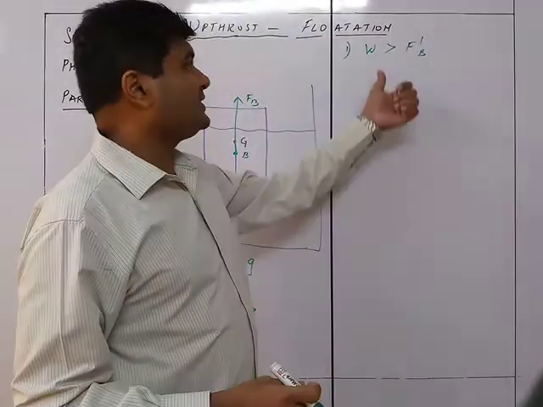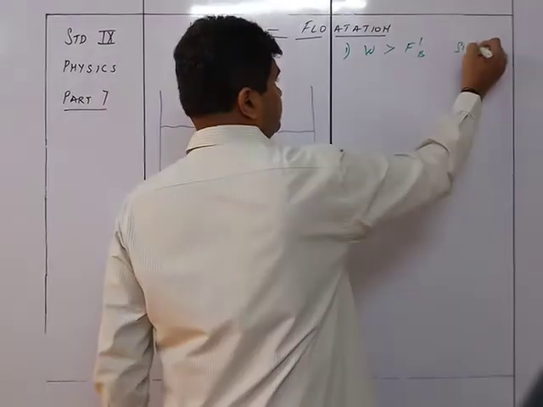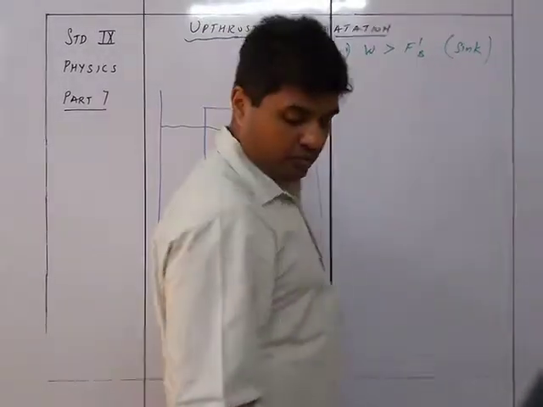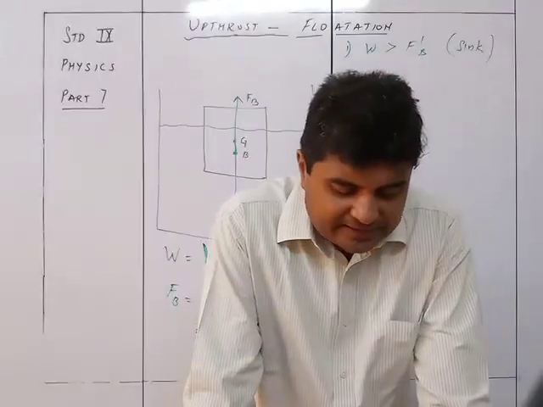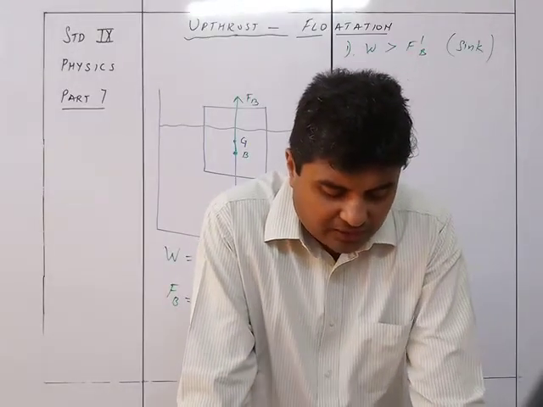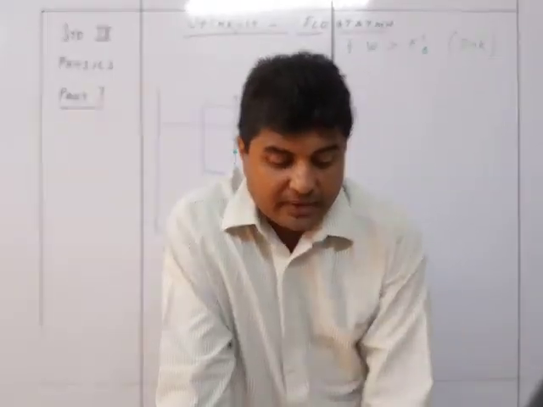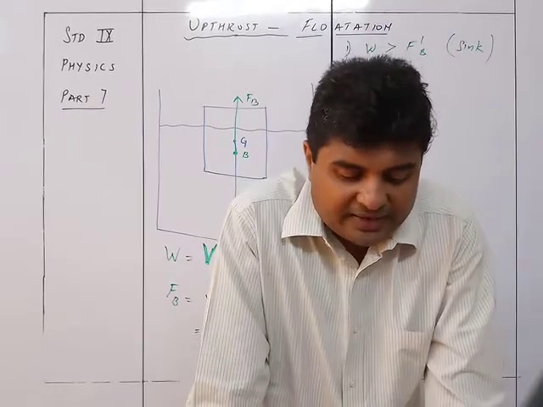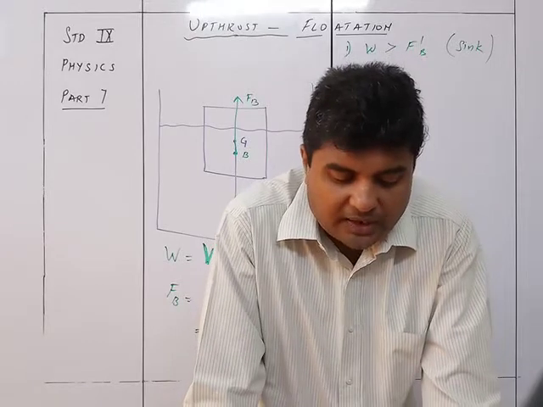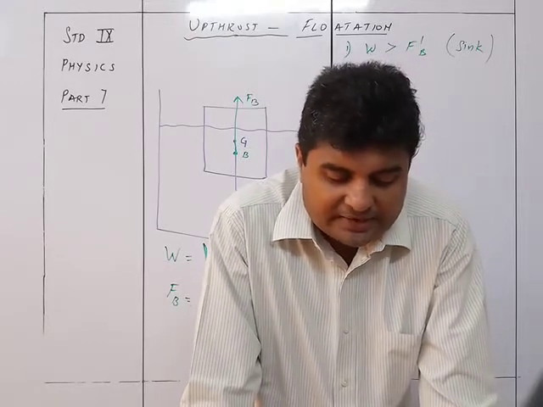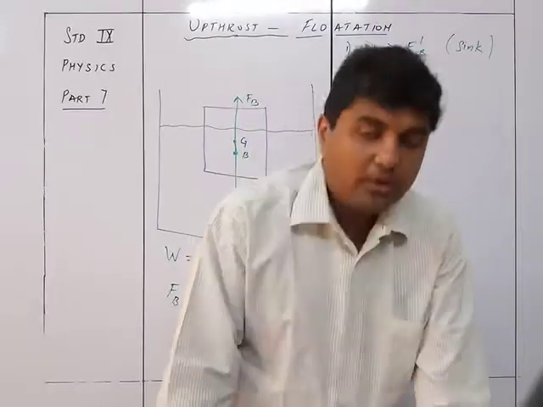If W is greater than F dash B, then the body is going to sink. The weight of the body is greater than the weight of the displaced liquid, so the body will sink as shown in the figure. The apparent weight W dash of the body, that is the weight of the body inside the liquid as measured by a spring balance attached to the body, will be W minus FB acting vertically downwards. This is the case when the density rho of the solid is greater than the density rho L of the liquid. So what are the things over here?